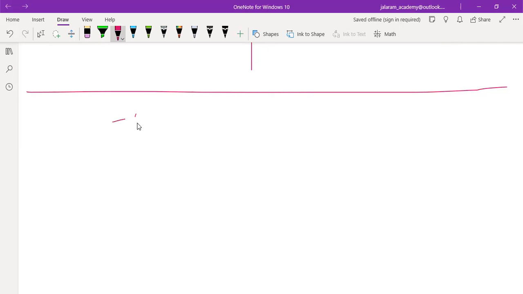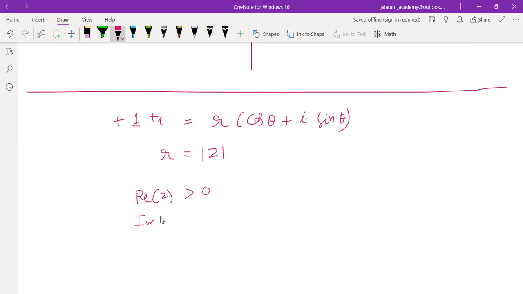First is 1 plus i. So we will assume it to be r into cos theta plus i sin theta, remember, where r equals modulus of z, and theta we already have studied. The real part of z is positive and the imaginary part of z is also positive, so it is lying in the first quadrant. Now, if we compare it with x plus iy, or only with r cos theta, then also it will be okay.